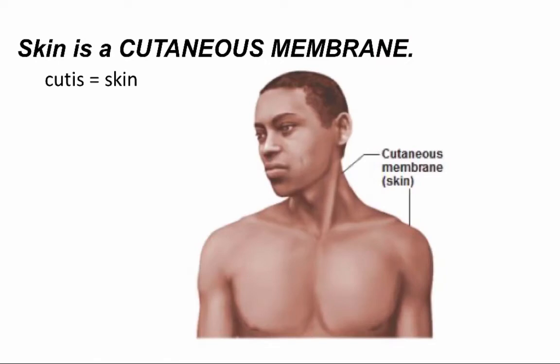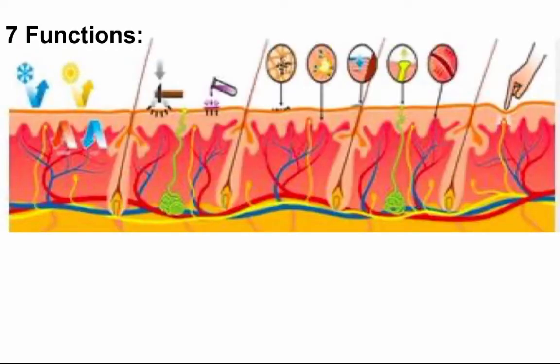So on to the main part of this lecture. The word skin is cutis in Latin. So skin is a cutaneous membrane. And the system that involves skin and its accessory organs is the integumentary system. Integument is also another name for skin. So there are 7 functions of the skin. It's a very diverse organ, and it's actually the largest organ in our body.